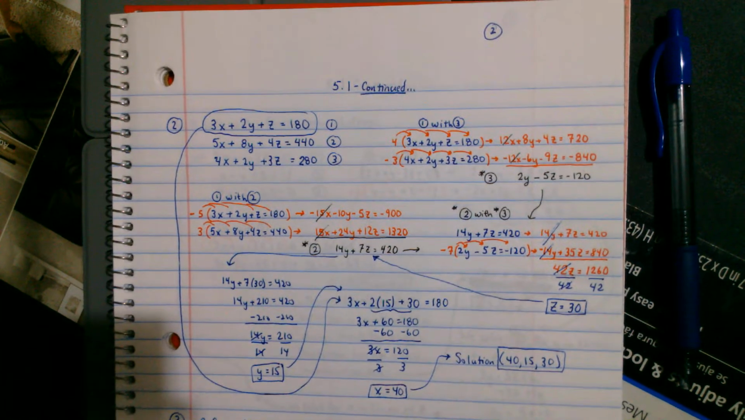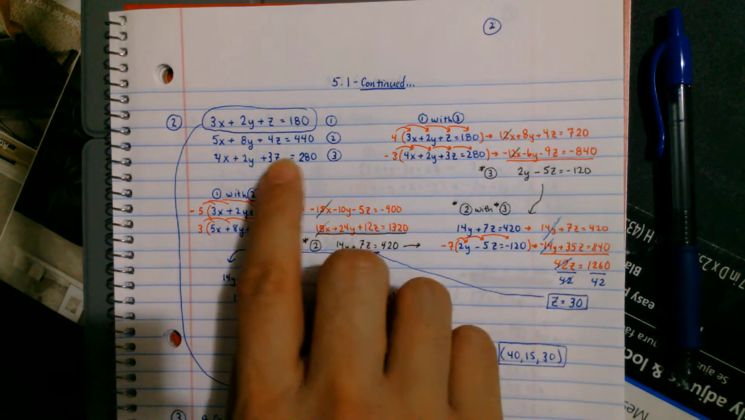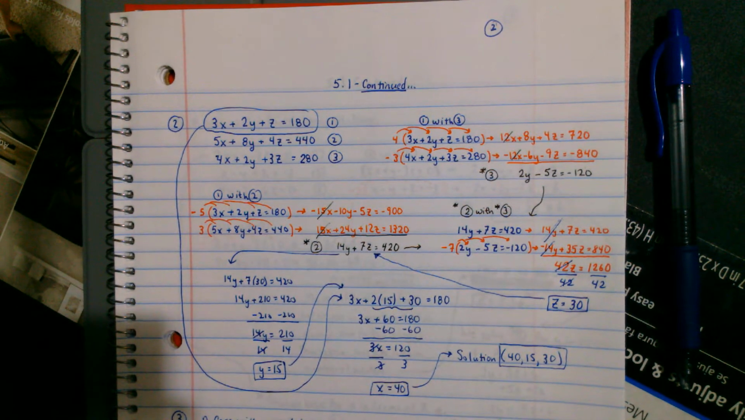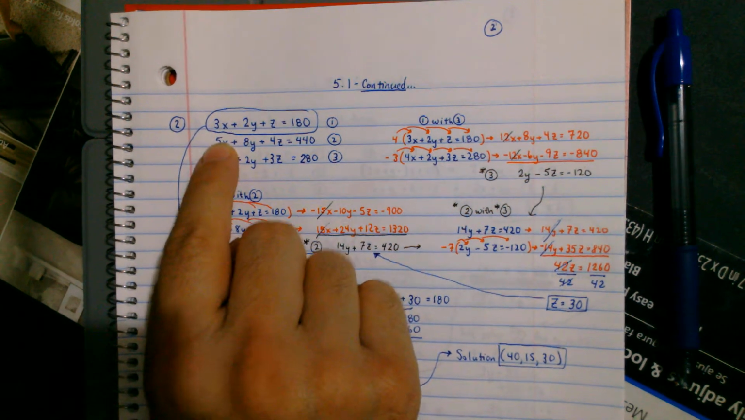I'll walk you through this. So this is my system. The problems that you see here, sometimes the numbers get big, sometimes they get small. It just depends. So I'm going to do 1 with 2 again.